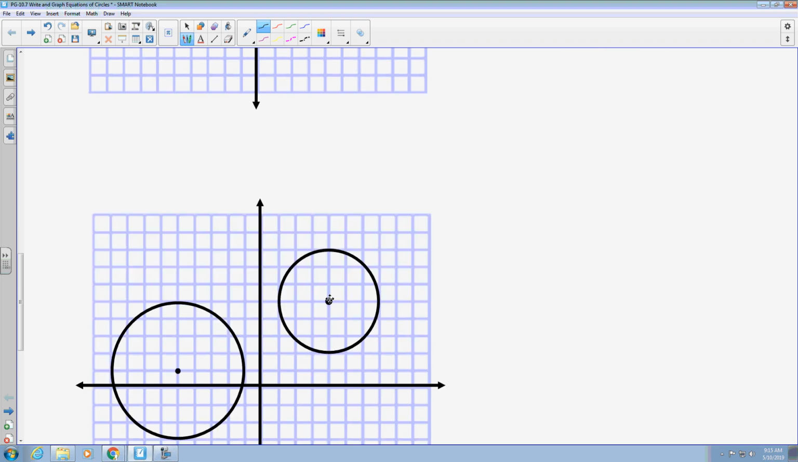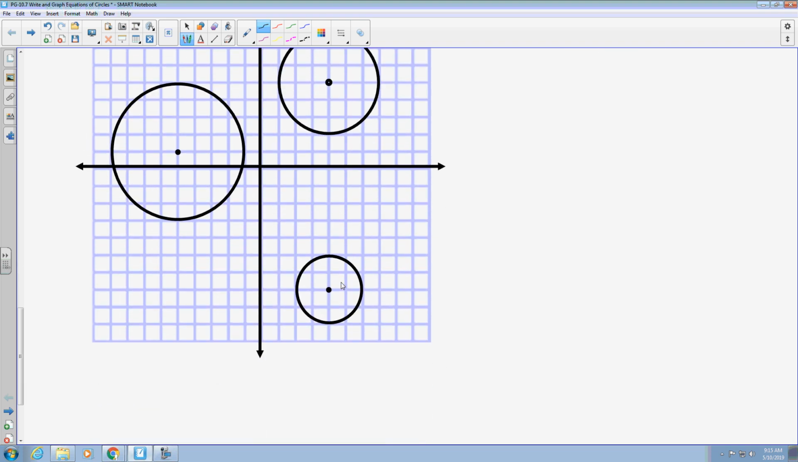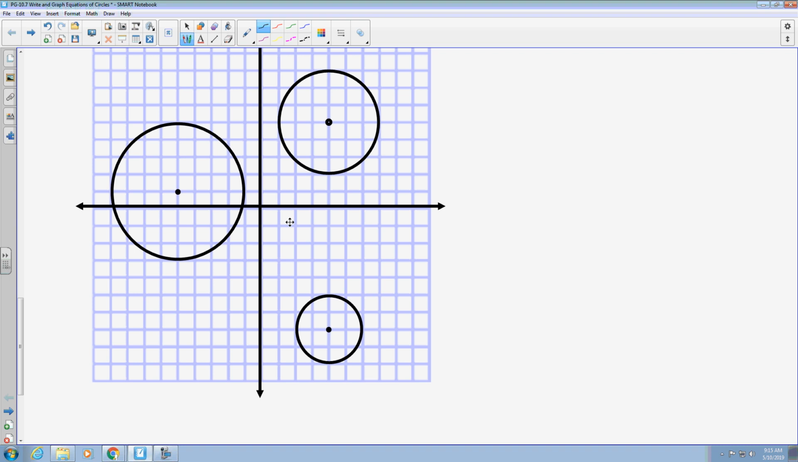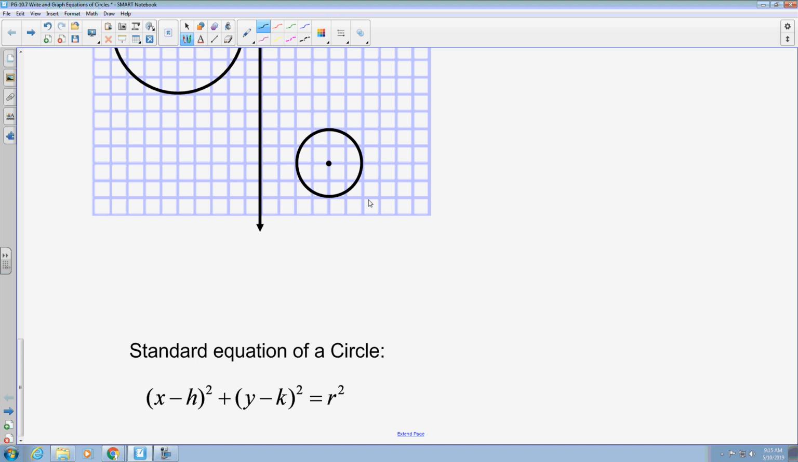Now there's going to be some instances where we have circles where their center points are not on the origin. Anytime they're not on the origin, the standard equation for a circle is going to be x minus h quantity squared plus y minus k quantity squared is equal to r squared. So the r squared stays the same. Now we have some things that we have to write in for h and k. H is going to be the center point of our x coordinate, and k is going to be the center point of our y coordinate.